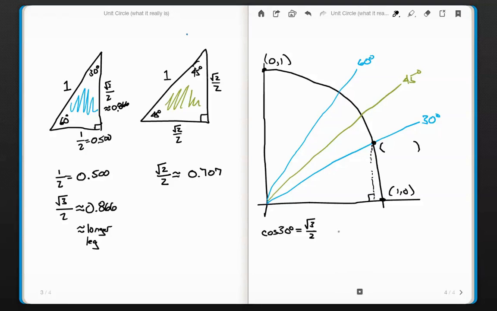If I said what's the sine of 30 degrees? Well, the sine is the opposite side. In this case, when the triangle is sitting here like this with a 30-degree angle at the origin, that means this is the short side. The short side of a 30, 60, 90 triangle is 1/2. So that equals 1/2.